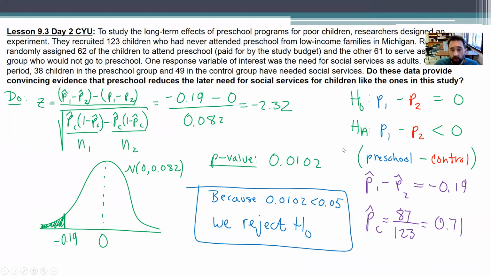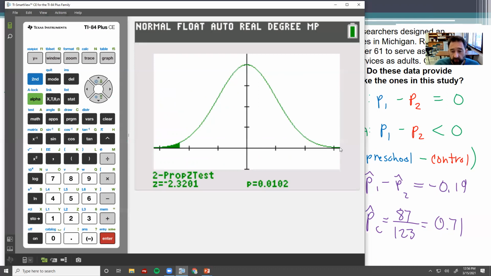All right, so I hope you got a little bit out of this, a quick little primer for how to use a TI-84 to run your significance tests.